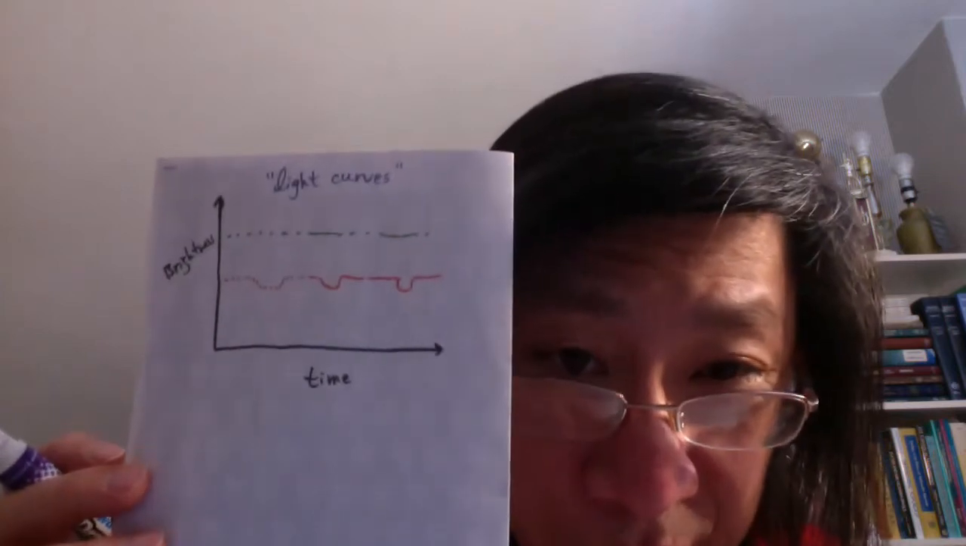Okay, so I'll label this graph as a light curve, and this is how we use photometry to measure or find planets. Now, this might seem really, really hard too.